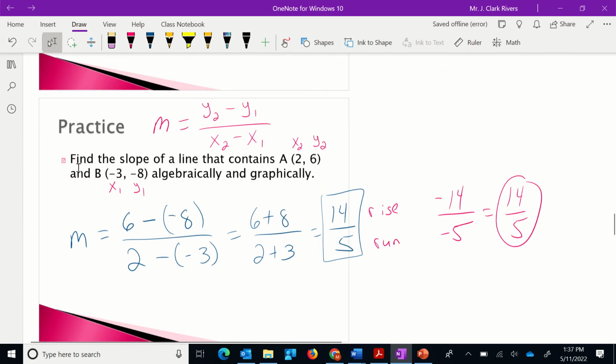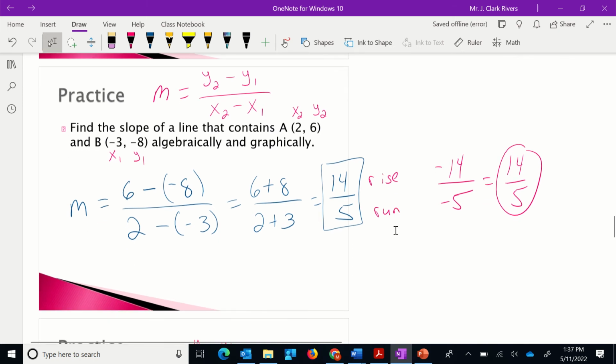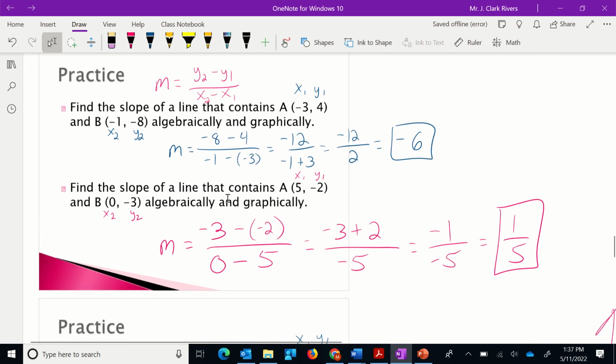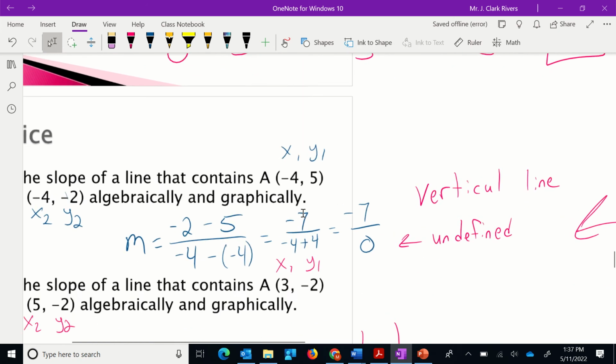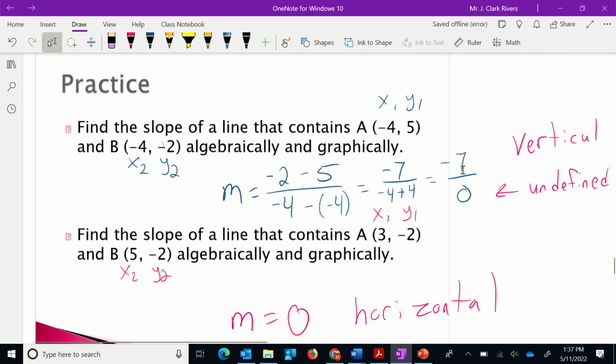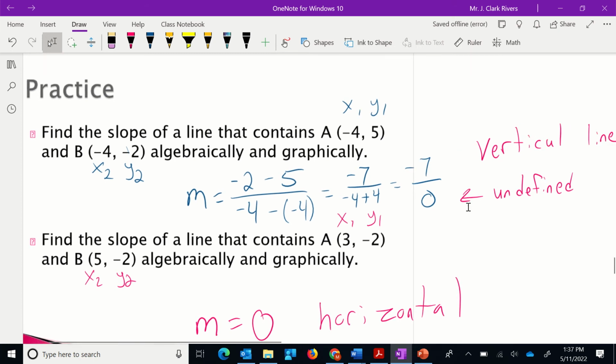Here was another example of the slope formula, just working the slope formula and identifying x1, y1, x2, y2, plugging it into the slope formula. There you go. Now, there was an example down here where we found the slope, and we said the slope was negative 7 over 0. Notice when we have a denominator of 0, that's undefined. We can't divide by 0.